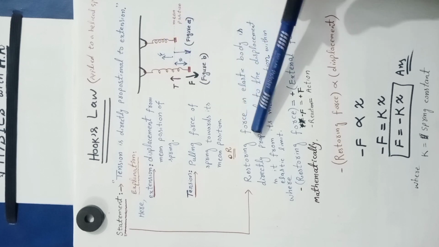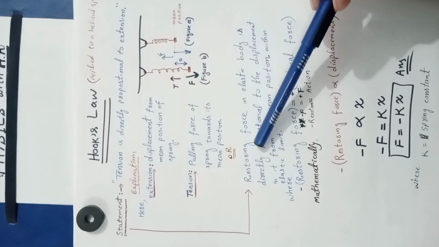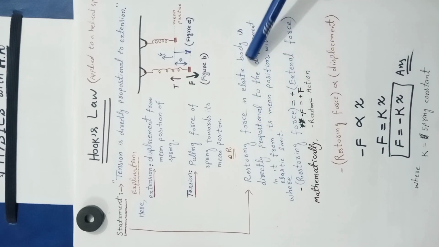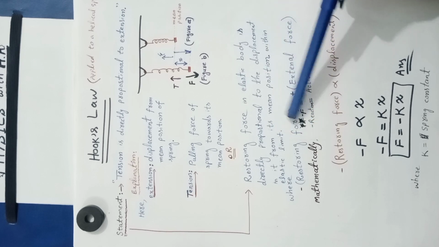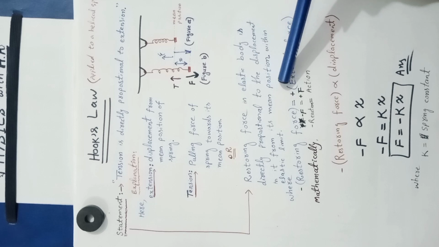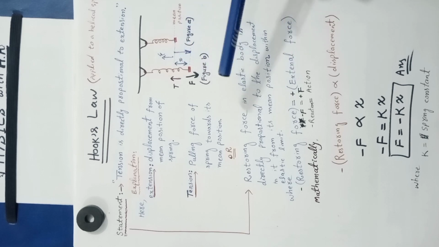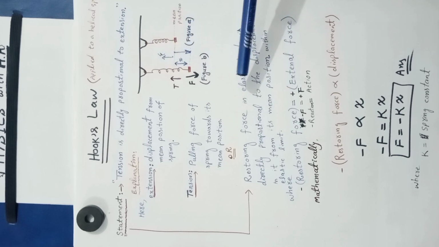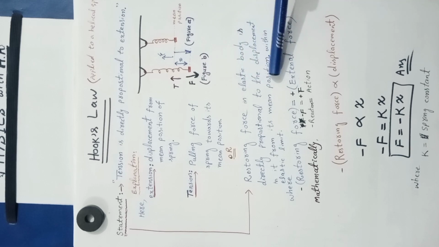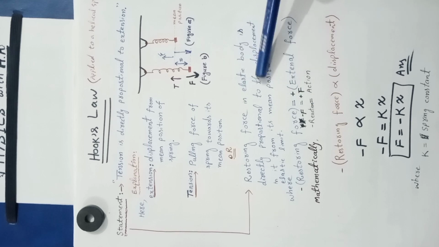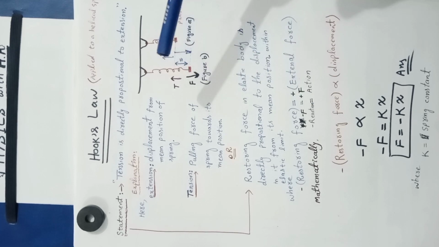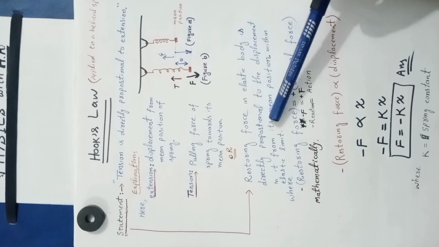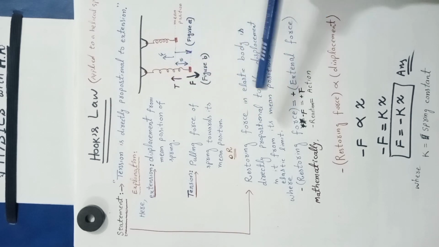The other way to define Hooke's law is that restoring force in an elastic body is directly proportional to displacement in it from its mean position within its elastic limit. Here we have a consideration. When we are applying an external force, we must consider its elastic limit. If we cross that elastic limit, then this law will not be applicable there, right? So we should apply external force within its elastic limit. So this is the law of spring, or we can say Hooke's law.